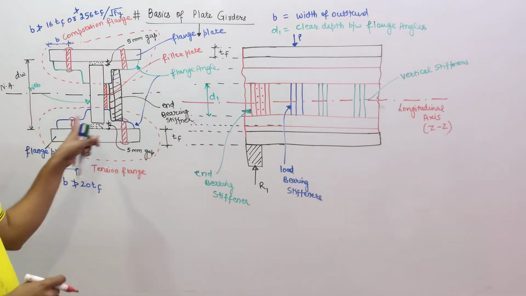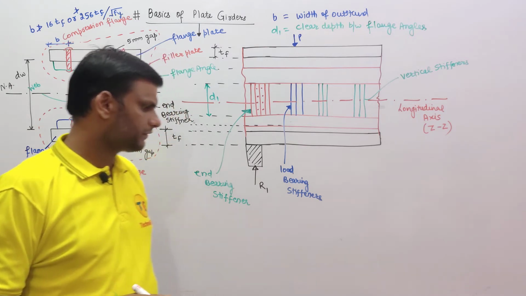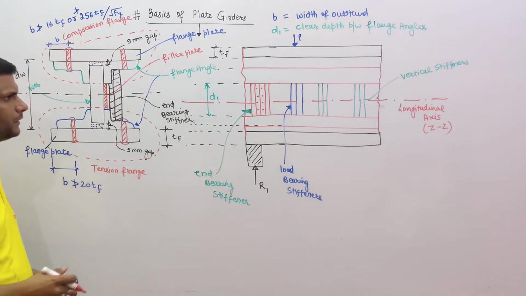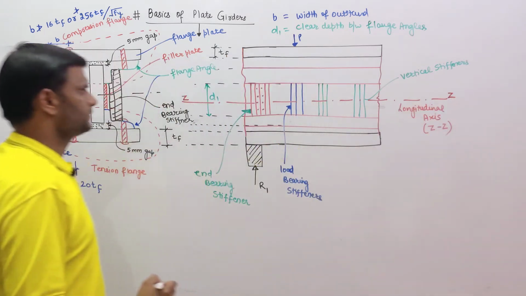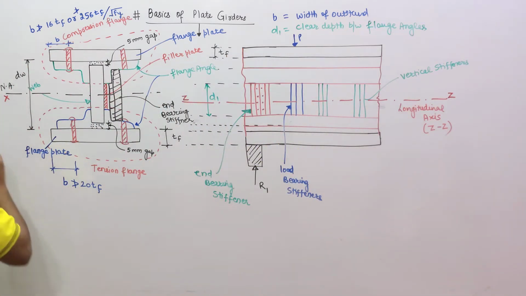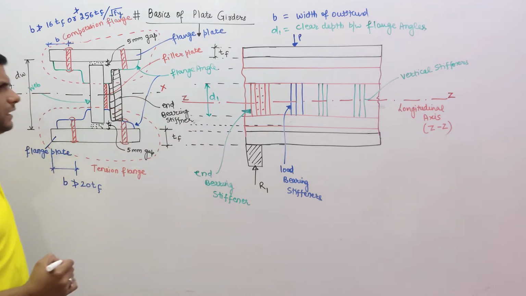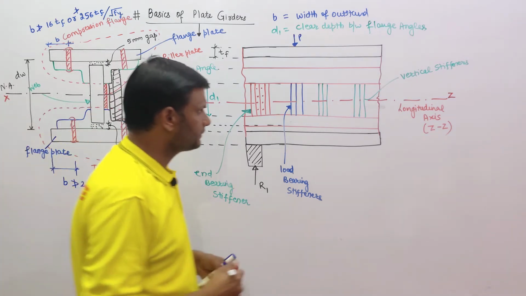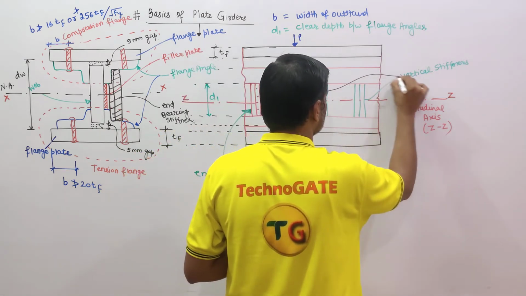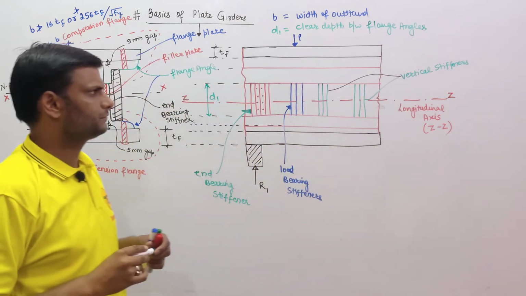This is the cross section. This is the elevation or front view. This is the ZZ axis. This is our XX axis. Now these are the vertical stiffeners. These are also the vertical stiffeners.